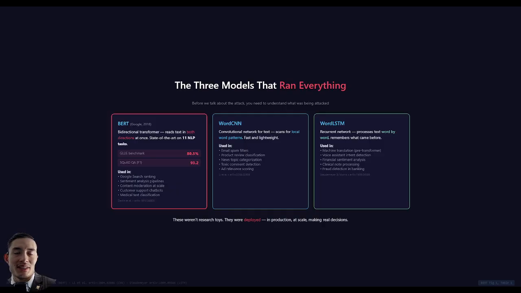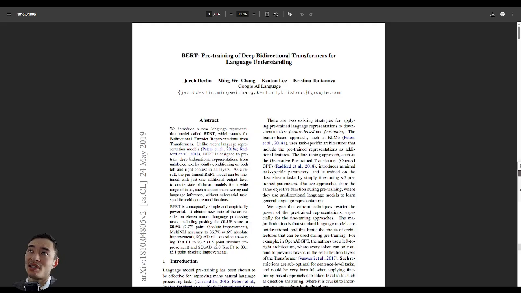Before we talk about the attack surface, we need to understand what was being attacked. Here we have three types of models. We have BERT, CNN, and LSTM. BERT, which stands for Bidirectional Encoder Representation from Transformer, was Google's leading language model that used the new transformer architecture to understand the meaning of words by looking at both left and right of a sentence. That's why bidirectional. It became the foundation for many state-of-the-art systems in search, question answering, and text analysis.